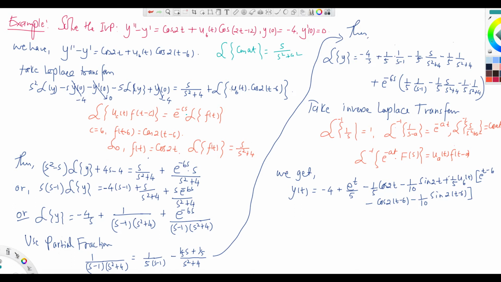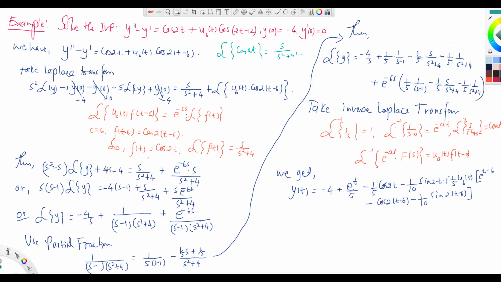So what do you get? The Laplace transform of the whole thing on the left side is s squared Laplace transform of y minus s Laplace transform of y, plus this is negative 4 times negative s is positive 4s, minus 4, and that is 0, right? So equals, that is as it is, and the Laplace transform of u sub 6 of t cosine 2t minus 6 is basically, I just use that, right? So e to the negative 6s times s over s squared plus 4.